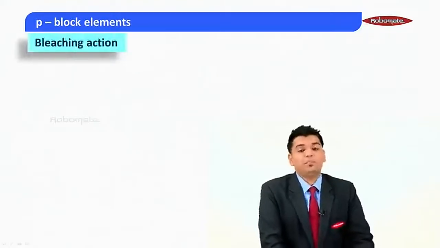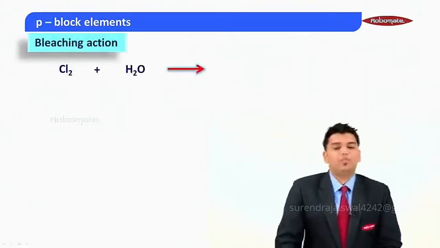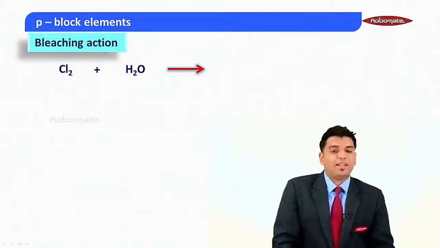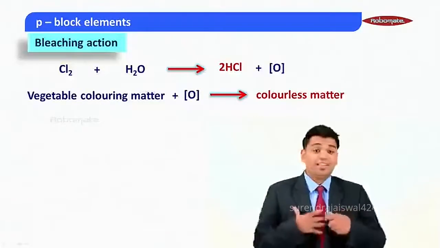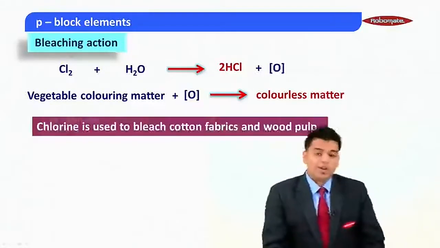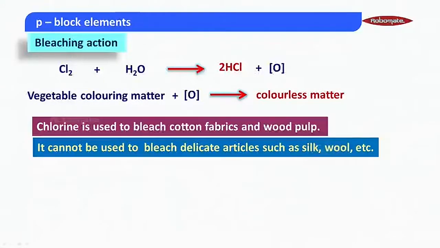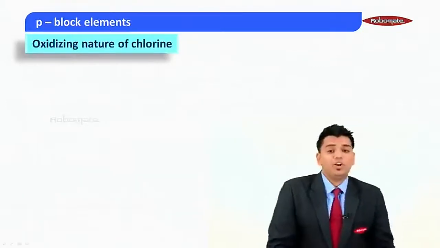Moving ahead, let us have a look at the bleaching action of chlorine. This we've already seen before, that Cl2 when treated with water gives HCl and HOCl. HOCl further breaks down to give HCl and nascent oxygen. So when vegetable coloring matter is treated with nascent oxygen, it gives out colorless matter, that means it gets bleached. Now chlorine is used to bleach cotton fabrics and wood pulp. It cannot be used to bleach delicate articles such as silk and wool, as it destroys them and is too powerful for them.